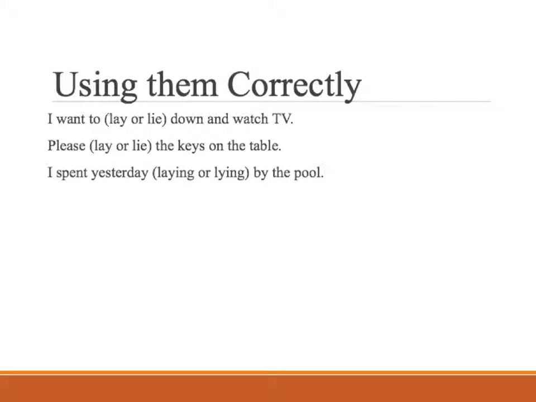So let's do some practice. I want to lay down or I want to lie down. I is my subject. Want is my verb. I don't have an object down there. So I have to use lie. Now look at the next one. Please lay or lie the keys on the table. Well, here's my object. What are you going to lay down or lie down? The keys. I've got an object. I have to use lay. Please lay the keys on the table.